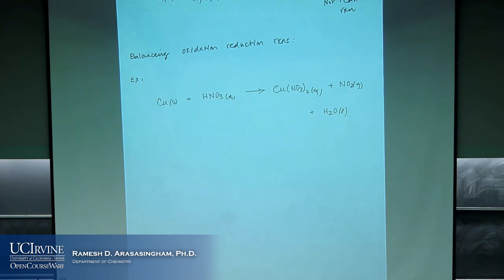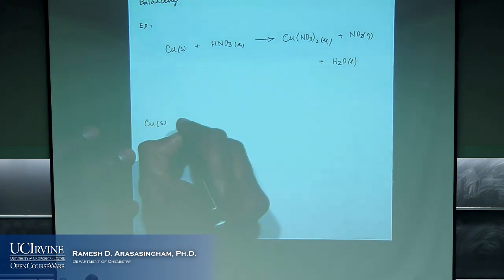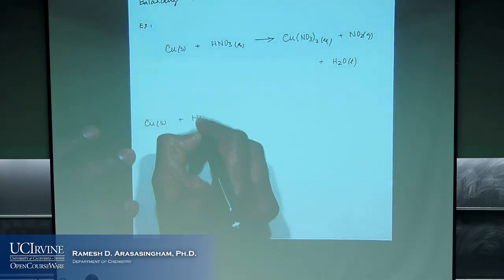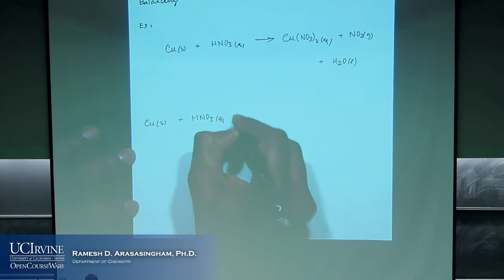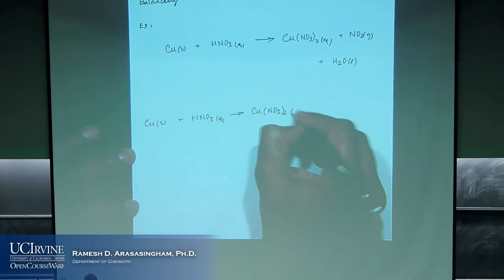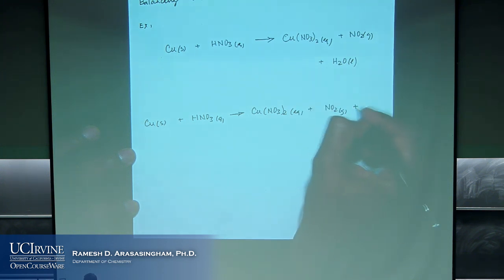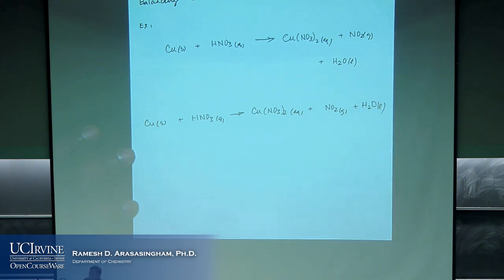Okay, so that's going to be the underlying principle. If you want to balance this equation, I'm going to write it out in one line. So we have HNO3 giving you copper nitrate plus NO2 plus H2O. The first step is we're going to assign oxidation numbers.